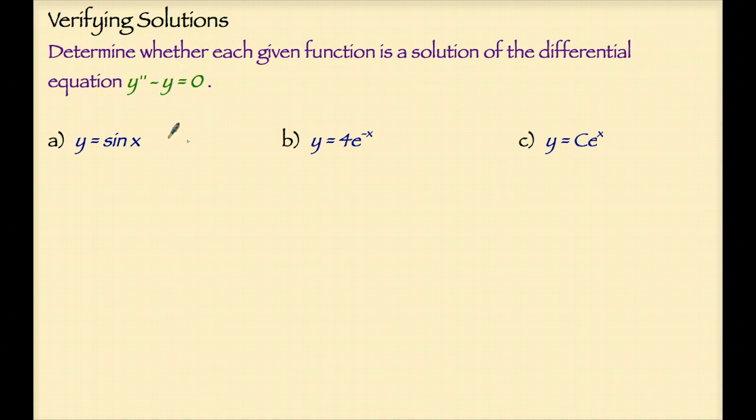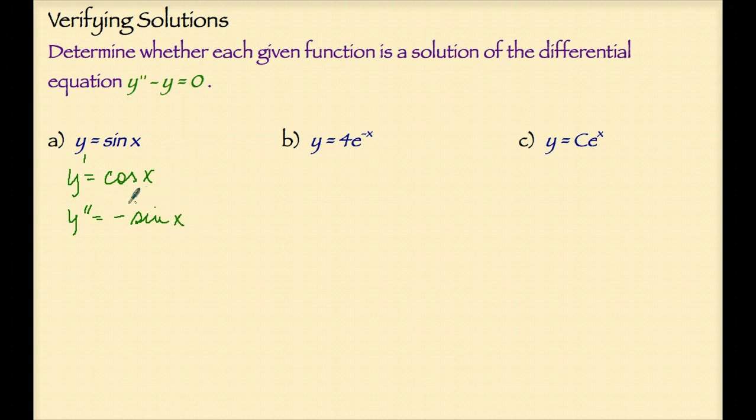So let's try this first example, y equals sine x. We're going to need the second derivative and the original function. So the first derivative is y prime equals cosine x. The second derivative, y double prime, is equal to negative sine x.